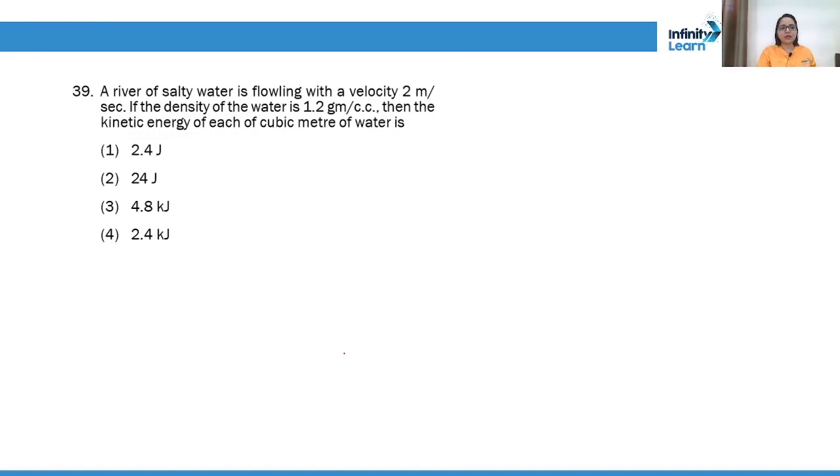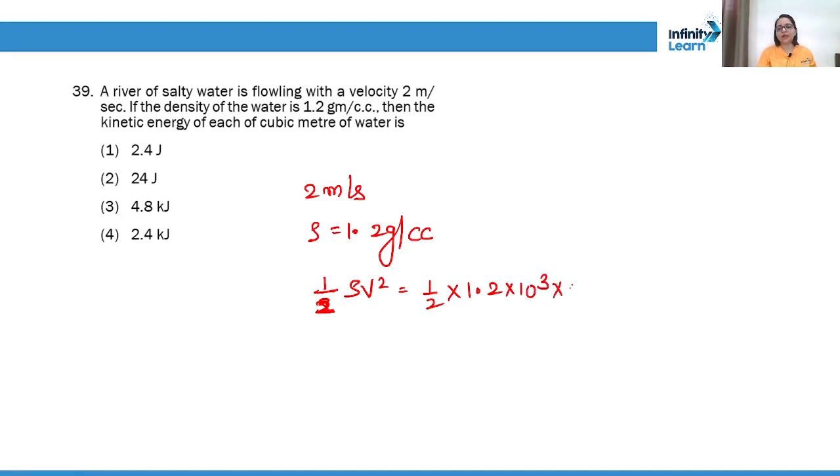Question number 39. A river of salty water is flowing with a velocity of 2 meter per second. Density of the water is 1.2 gram per cc. Then the kinetic energy of each cubic meter of water is? So kinetic energy per unit volume is given as half rho v square, which is half into rho, 1.2 into 10 power 3, into v square, 2 into 2, which is 2.4 into 10 power 3 joules. And this is equal to 2.4 kilojoules, which is option 4.